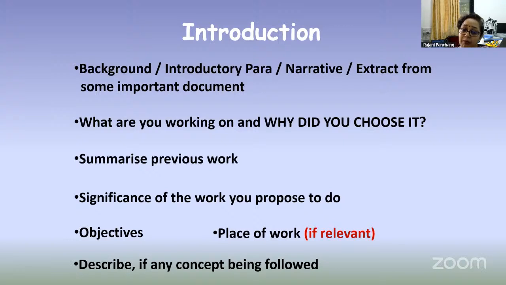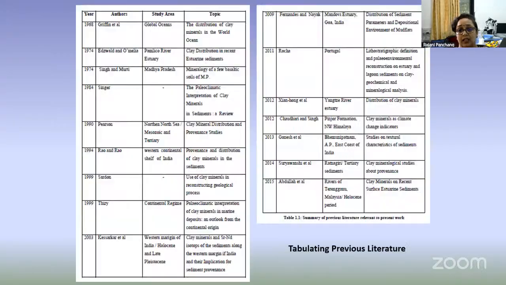Describe if there is any hypothesis or concept that you're going to follow in your case. This is my previous literature. Now, I leave it to all of you.